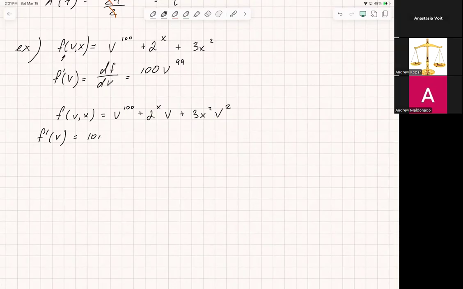So you have 100 v to the power of 99 plus 2x, and now the derivative of v is 1, so we don't write it, right? So plus, now we bring down this 2 to the front, right? So we have then 2 times 3, that's 6x squared v to the, now 2 minus 1, that's going to be the first power, so we just don't write it. And this is what we will have for the derivative with respect to v, okay?